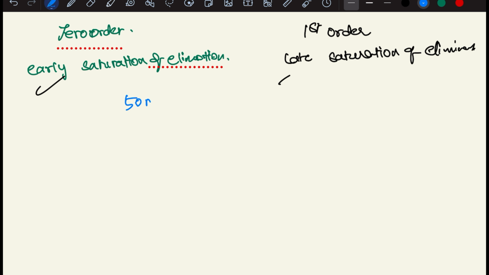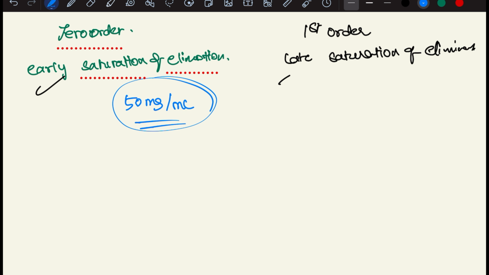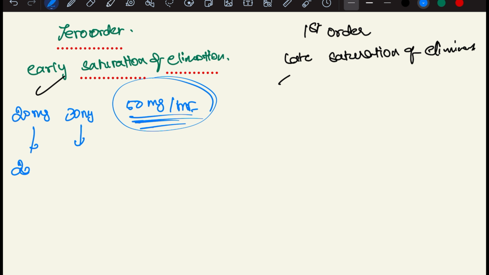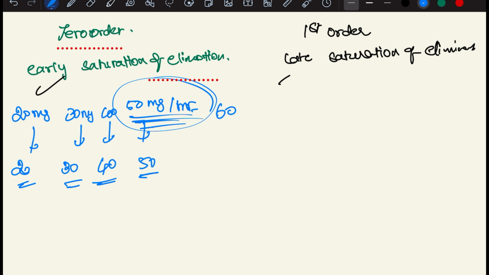Think. Here, 50 milligrams per hour of the drug is eliminated. Just imagine. When I give 20 milligrams, how much is eliminated per hour? 20 will be eliminated. See, the saturation level is 50 milligrams per hour for a particular drug. When I give 30 milligrams, 30 will be eliminated. When I give 40, obviously it's 40 only, not more or less. When I give 50, 50 is eliminated. But when I give 60, again 50 only, because it crosses its saturation level. Only 50 is eliminated. The remaining 10 will be eliminated in another hour.